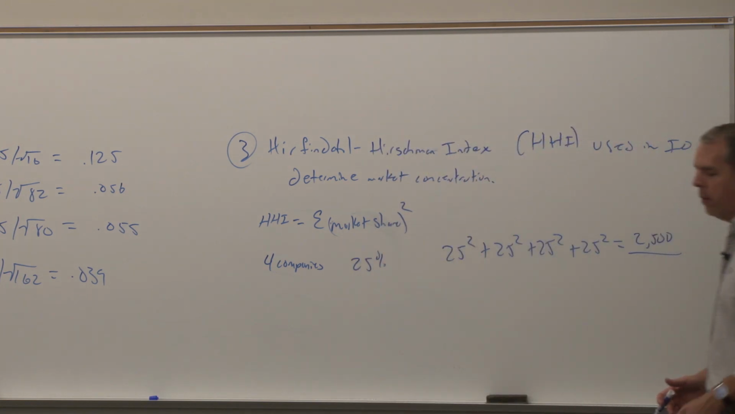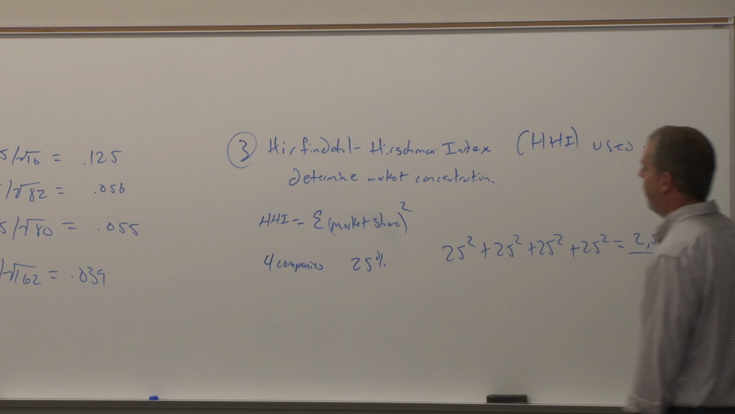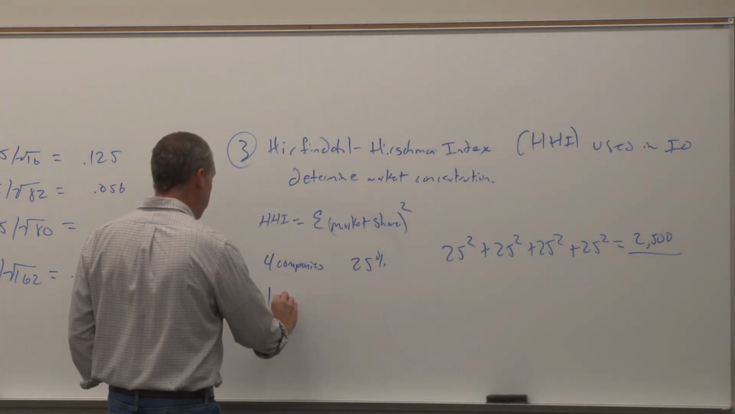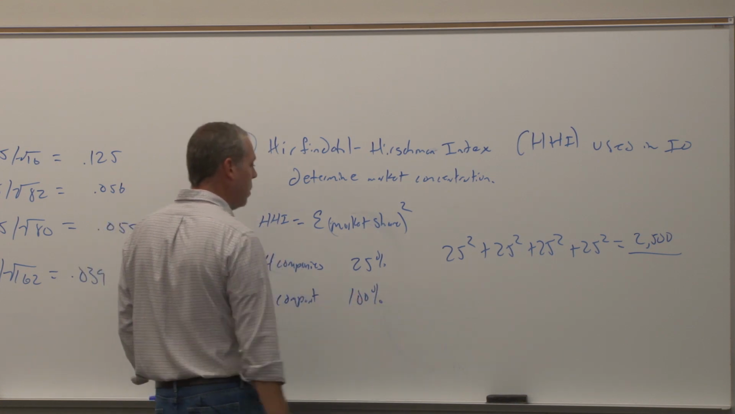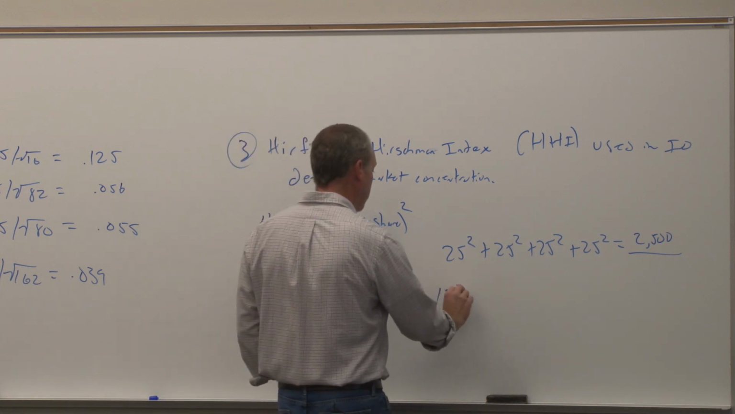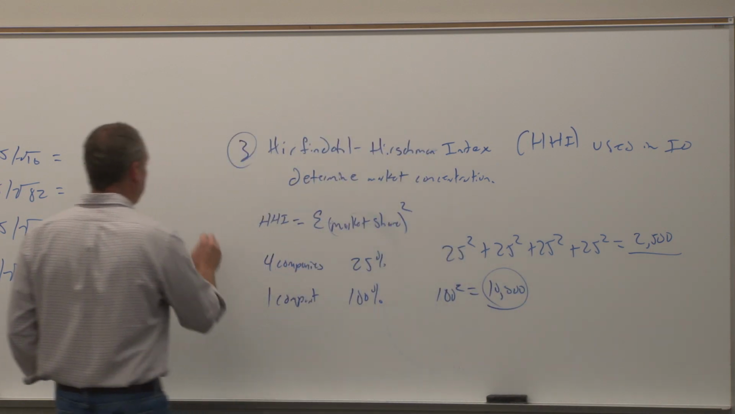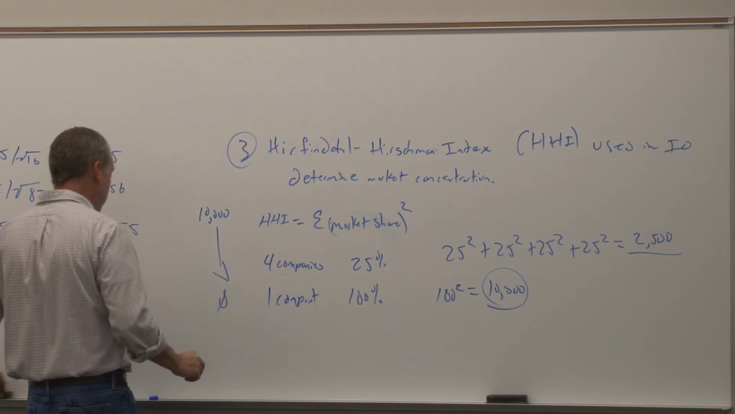So you've heard when 2 companies want to merge, and the government looks at it and says, this is going to hurt competition or it's not going to hurt competition. This is one of the things that they use to look at that. So if you have, say, one company with 100% market share, well, 100 squared is 10,000. So this guy has a range from 10,000, all the way down to essentially 0.